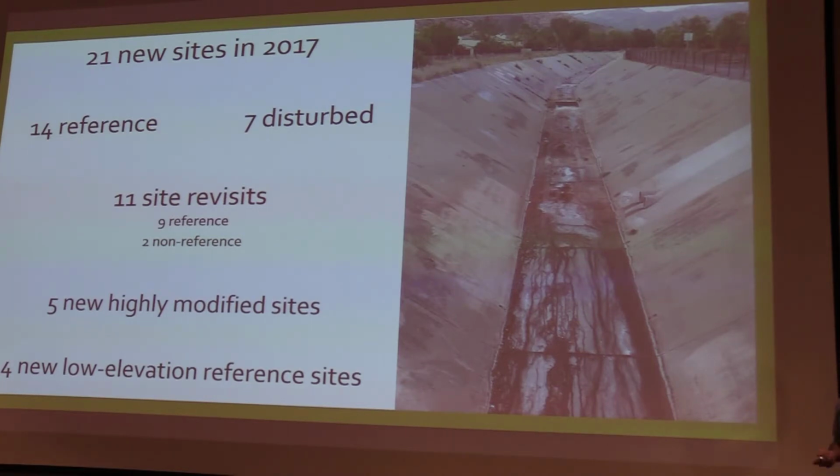Just a quick sneak peek. This year we sampled 21 new sites. Main idea here was to increase our sample size and also increase the range of natural variation and the disturbed sites that we had. You can see that we've sampled 5 of these highly modified sites, not the best places to sample overall, but we wanted to expand our disturbance gradient in this study.